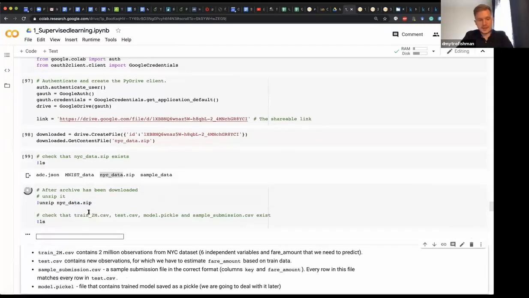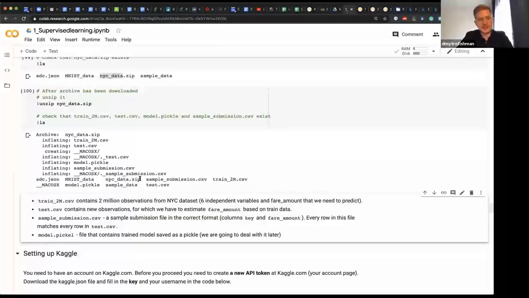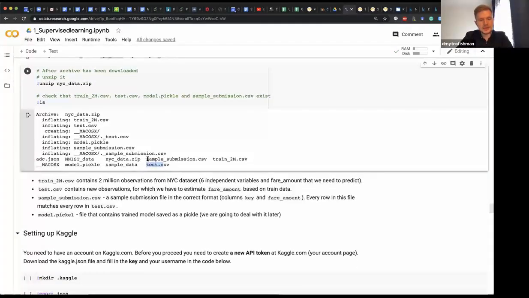So you guys can unzip the stuff, and you will see that inside this New York data zip, we had train 2 million CSV, we had model pickle, we had test.csv, and sample submission.csv. So these are the 4 files that you should have downloaded.